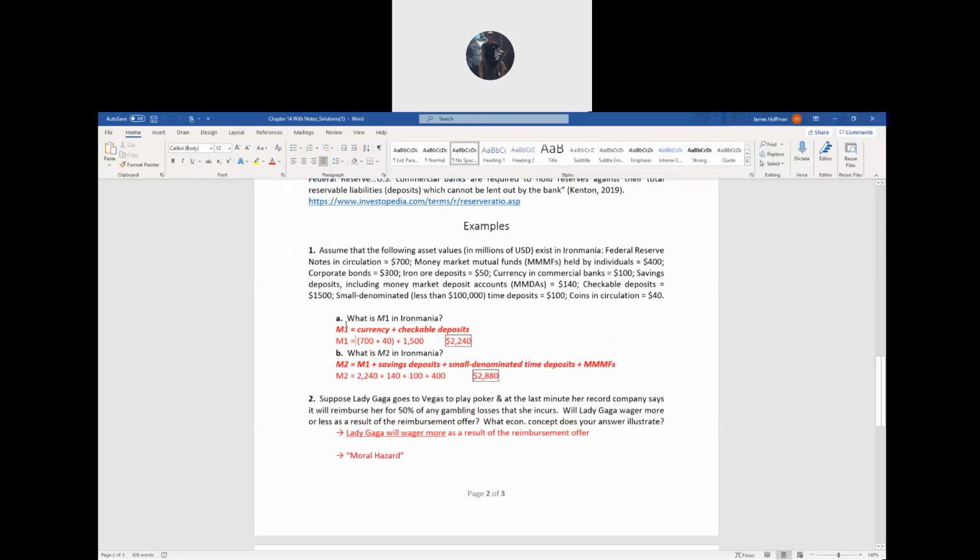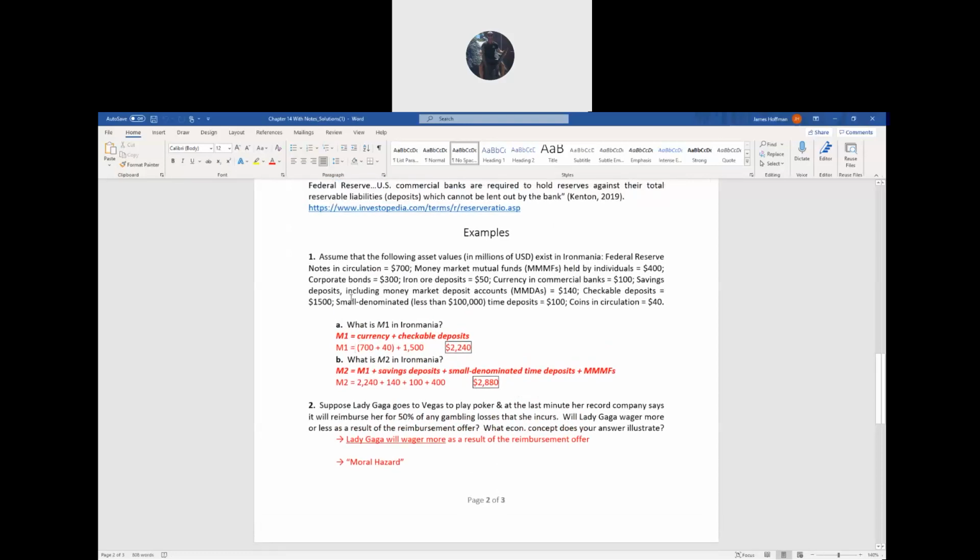Okay, so currency in this example is two things. Currency is all the bills, all the paper notes, and all the coins. So if you add up Federal Reserve notes in circulation, 700, plus the coins in circulation, 40, that's the bills plus the coins, which gives you all the currency. And then checkable deposits is 1,500. So currency, which is bills plus coins, plus checkable deposits, gives us an M1 here of 2,240 million.